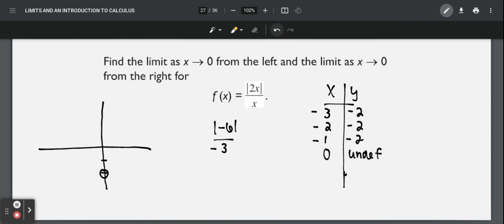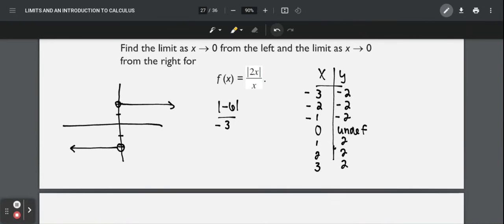So here, this part of our graph, as we have the negative values, would look like that, just that horizontal line at -2. And then as we go with the positives, what we find is that our y coordinates are all +2, but still undefined at 0. So we'd still have an open circle, but then we would have a positive graph that way.